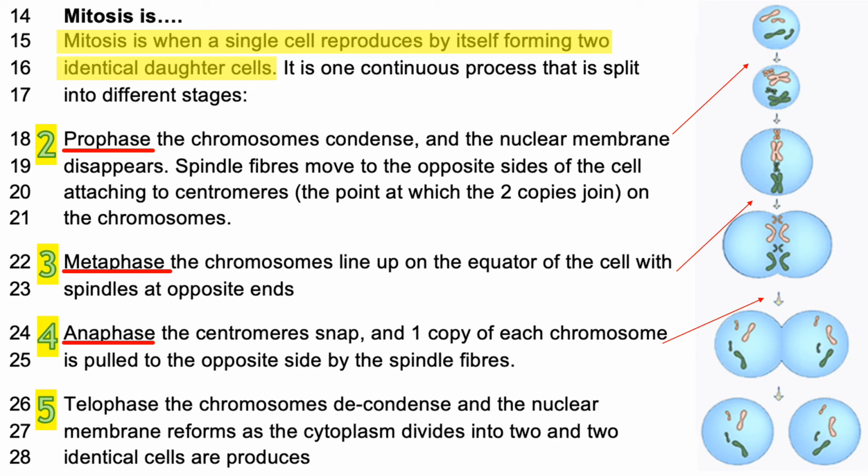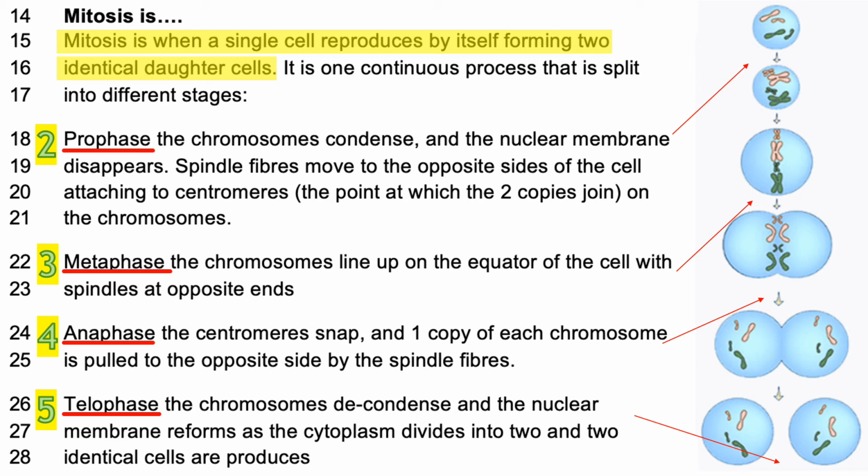Okay? Which brings me to the last phase, which is telophase right here. So this is where the chromosomes decondense and the nuclear membrane reforms as the cytoplasm divides into two and two identical cells are produced. All right, so I can kind of place it in this area because you can see that there's two identical cells and the chromosomes are starting to decondense, and the nuclear membrane is starting to form back into a nucleus again. Okay? So there you have it. You have 5 stages: interphase, prophase, metaphase, anaphase, and telophase.